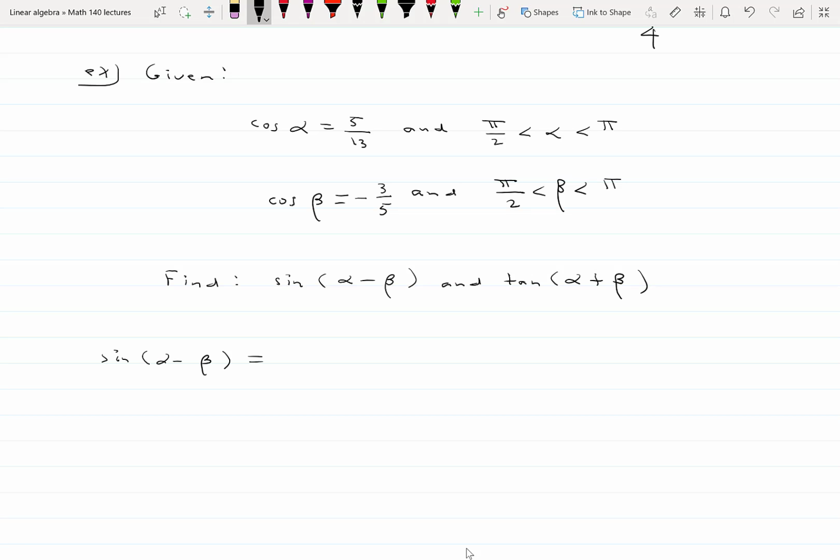Let's check out the identity for the sine of alpha minus beta. Remember, the pattern is sine, cosine, cosine, sine, alpha, beta, alpha, beta. These quantities are multiplied, and we keep the sign. Okay, well, let's plug in what we know. We don't know the sine of alpha, but we do know the cosine of beta. That's -3/5. We do know the cosine of alpha, so that's 5/13.